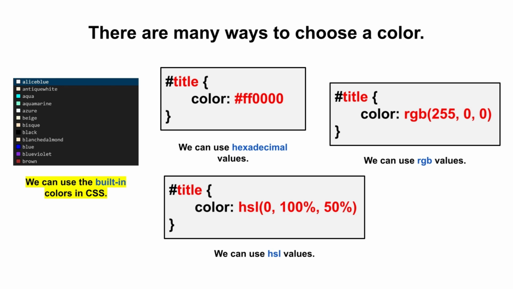But if you have a special color that is not on the list, we can use hexadecimal, RGB, or HSL values. To write a hexadecimal value, first write a hashtag and then your value, no spaces. To write an RGB value, first write rgb, all lowercase, followed by a set of parentheses. Then write your RGB value inside the parentheses. And finally, to write an HSL value, first write hsl, all lowercase, followed by a set of parentheses. Then write your HSL value inside the parentheses.